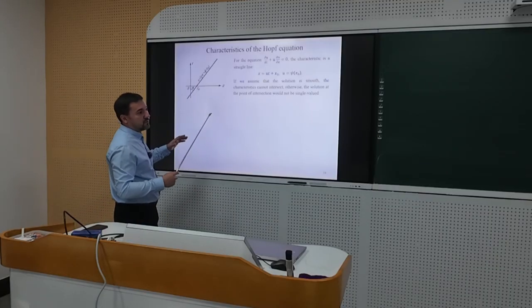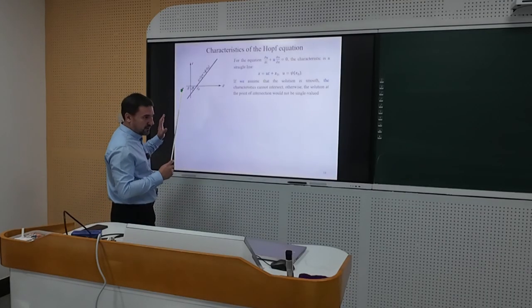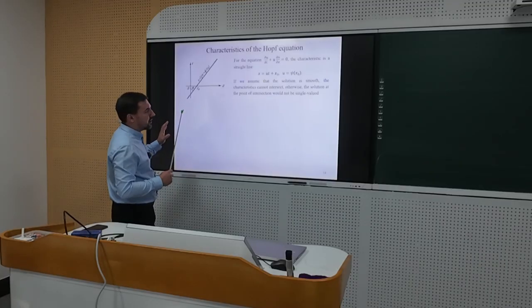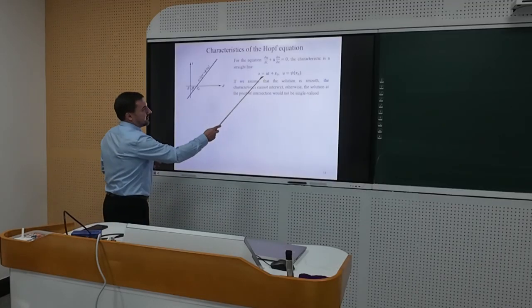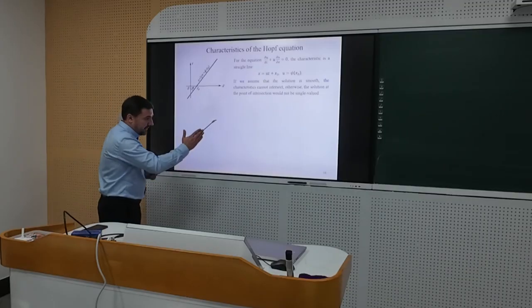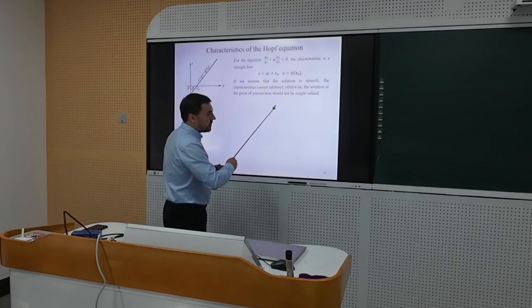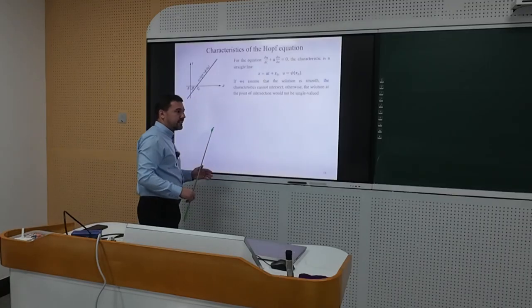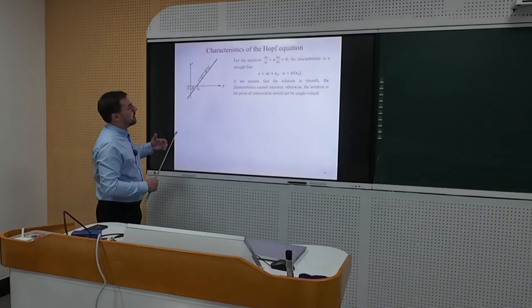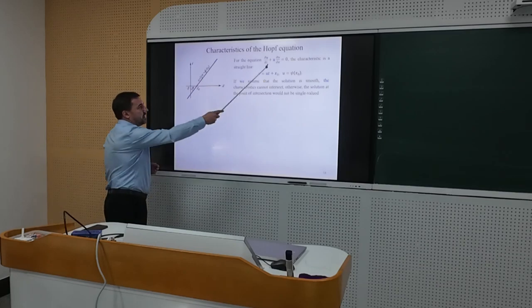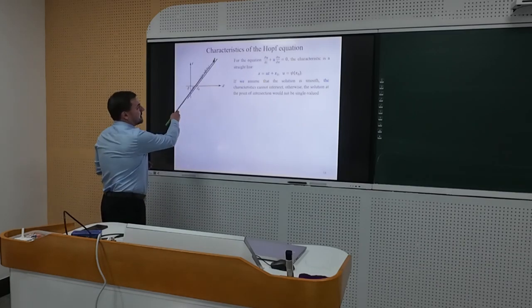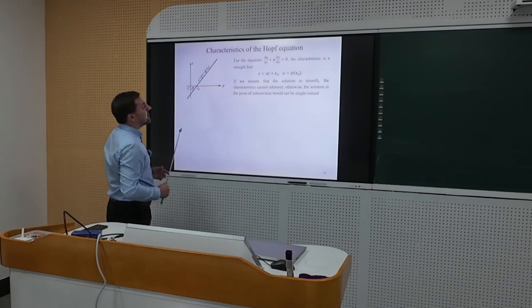In contrast to the linear advection equation, where u equals lambda and they are the same for all characteristic lines. So for the linear advection equation, all characteristics have the same inclination angle. But for the Hopf equation, for the nonlinear case, each characteristic has its own inclination.